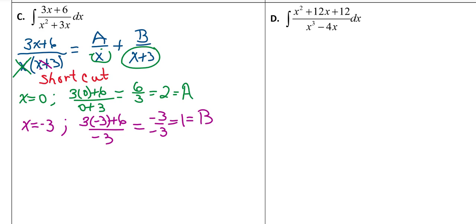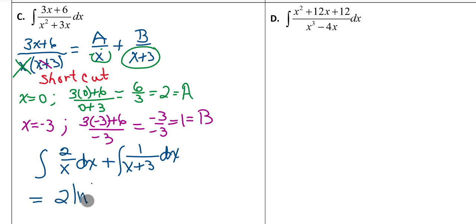Okay, so that means now that my integration looks like this. I have the integral of 2 over x dx plus the integral of 1 over x plus 3 dx. I forgot my integral there. And so this becomes 2 ln of x plus ln of x plus 3 plus C. Okay, so let's do that again. And you can see, especially in the next one, how it's going to save so much time instead of having to solve a system of 3 equations.